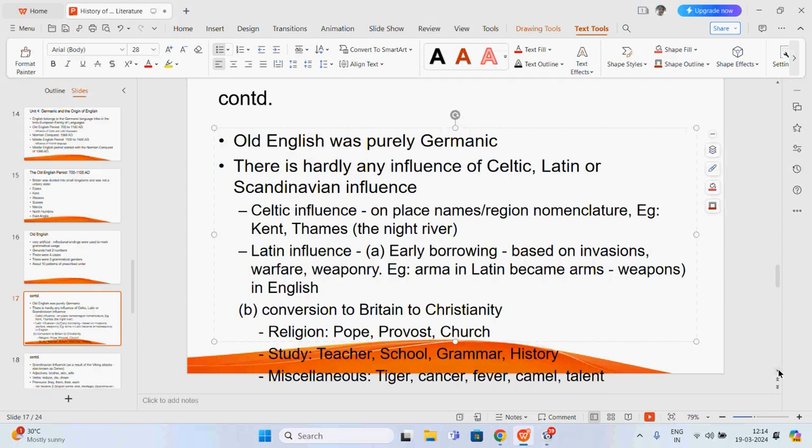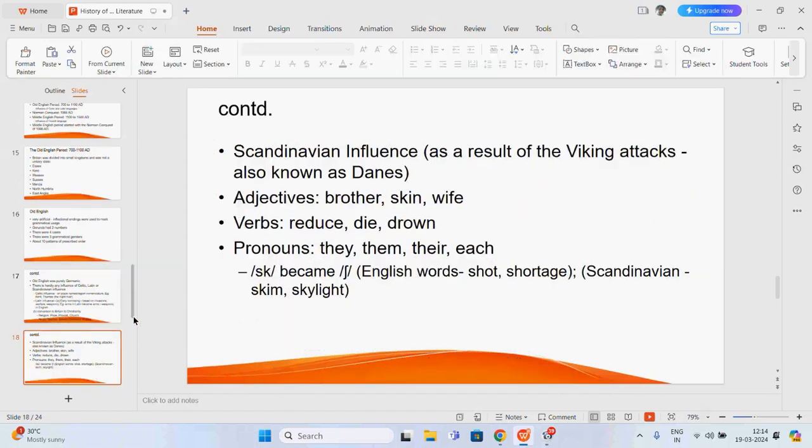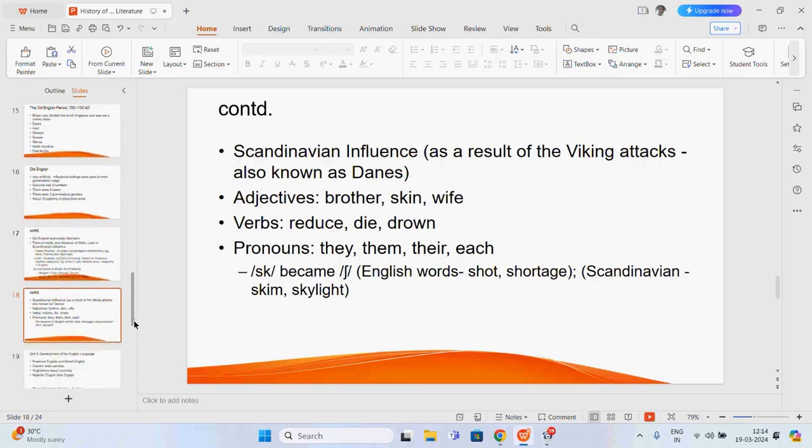Some other words which crept into the English language as a result of the Latin influence are some animal names like tiger, camel, elephant, illness names, fever, cancer, a simple word like talent, all borrowed or influenced by the Latin language.